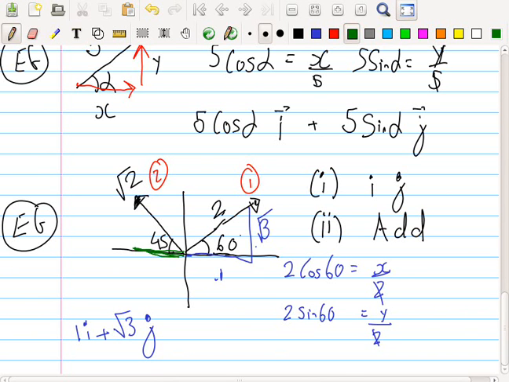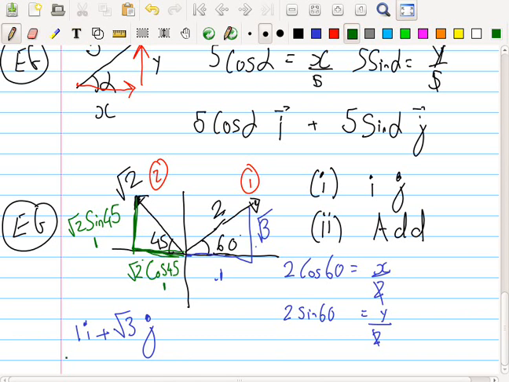Now let's in green put in the other vector. So there's the i part, there's the j part, and this side is root 2. How big would this side be? Give me the answer with the cos and the sine. Which do I have here, cos or sine? Cos 45. And then how big is this one? Root 2 sin 45. What's root 2 sin 45? 1. And root 2 cos 45? 1.